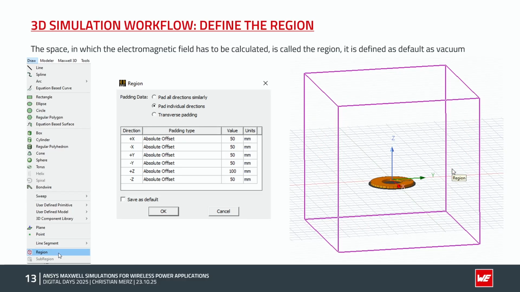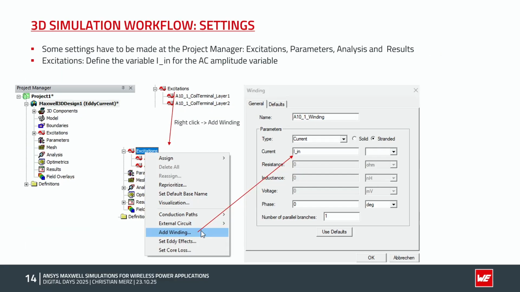If you make this region too big, the calculation time increases significantly. If you make it too small, then your results are not accurate. So it's very important to make the region in a correct way.